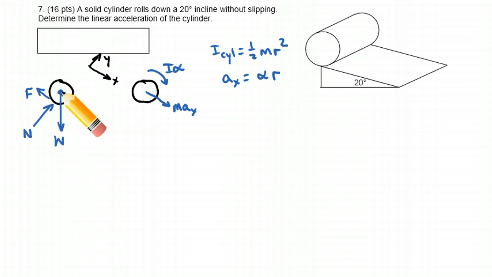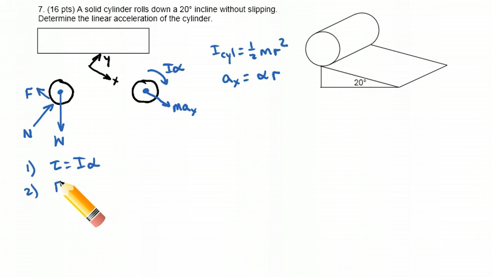We're going to look at the center of the cylinder. And we're going to write 3 equations. We're going to write torque equals I alpha. We're going to write the forces in x equals mass times acceleration in the x, and forces in y equals mass times acceleration in the y.